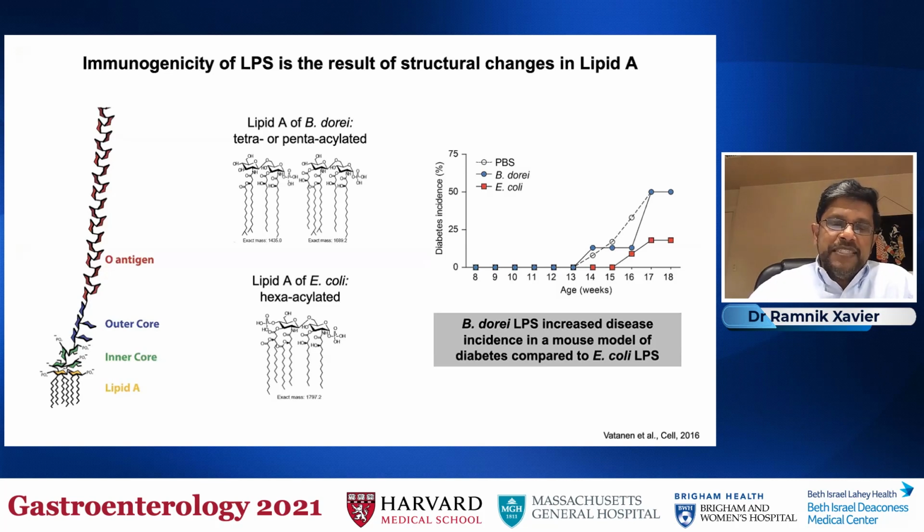And if you gave them the 6 acyl chain LPS, the LPS made by E. coli, their onset of disease was delayed. Whereas if you gave them the 5 acyl chain LPS, which was more dominant in the Finnish kids, you ended up with diabetes coming on a lot earlier.